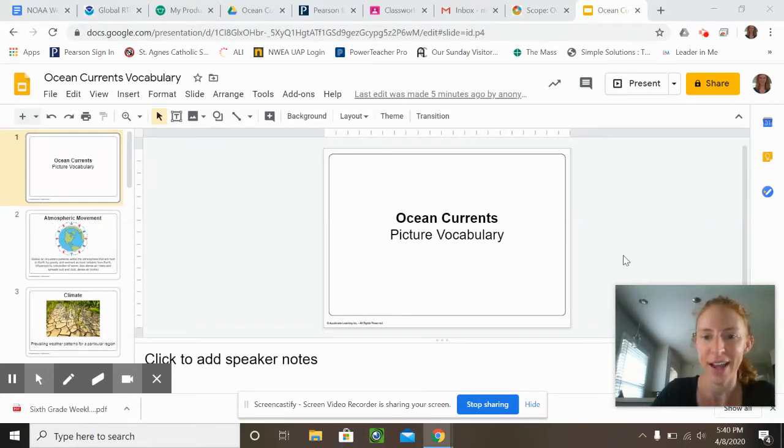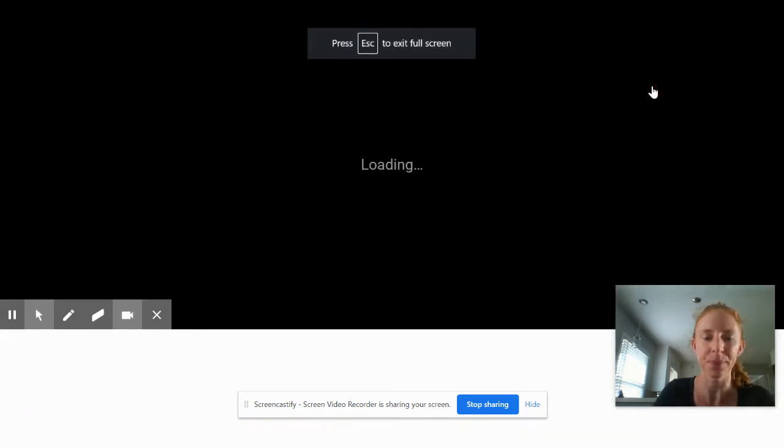Milligan. We're starting science today, a new scope, and it is called ocean currents. The main focus of this is how do the oceans affect the weather and climate of the globe? So we're going to start with a little bit of vocabulary. I have this posted on your assignment under Earth Science. It relates with our NOAA assignment. We're going to look at some images and ask some questions about them. So we're going to start with ocean currents picture vocab.